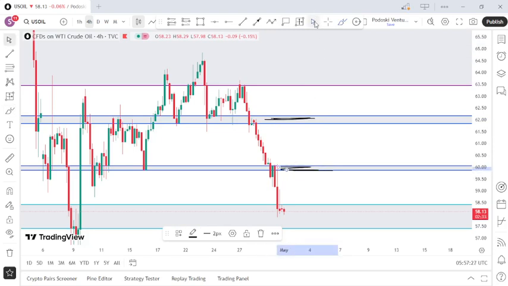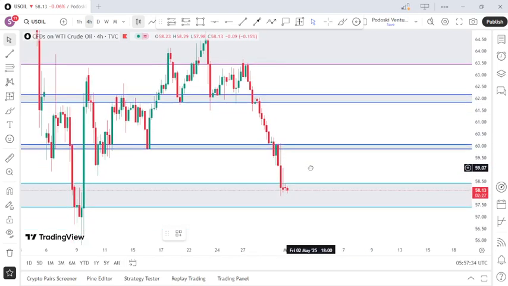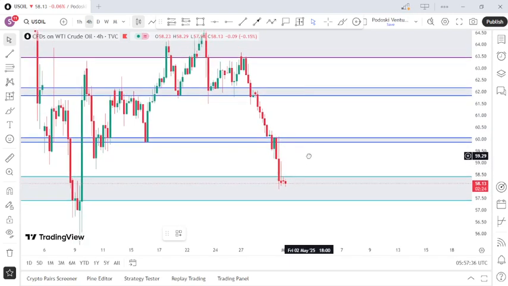Since price is moving in a downtrend and I can see a couple of breaks of structure on the 4 hour, price has broken this. Give me a minute.